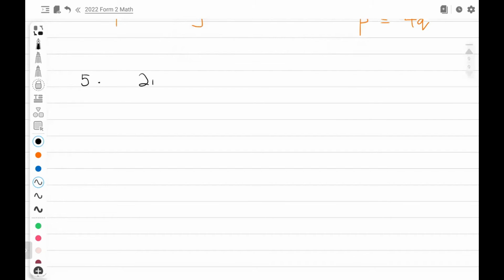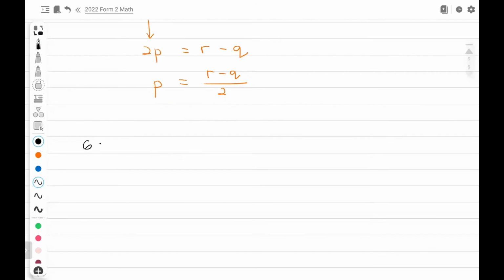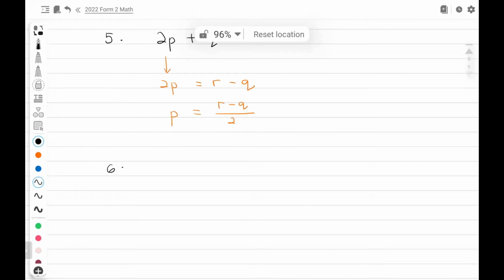Then you have 2p plus q equal to r. Same thing here. Bring down 2p. Then you move plus q to the back. Copy r first. R minus q. Then only we move 2 to the back. Then it becomes r minus q over 2. Number 6. What about 2p plus q over r equal to xy?